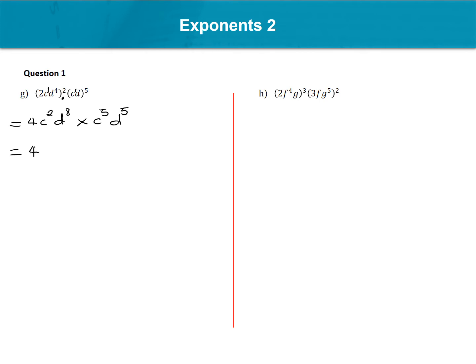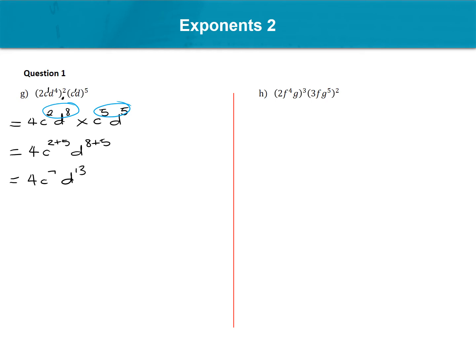So we can say 4c to the power of 2 plus 5, d to the power of 8 plus 5, because we're adding these exponents. And you're left with 4c to the power of 7, d to the power of 13.